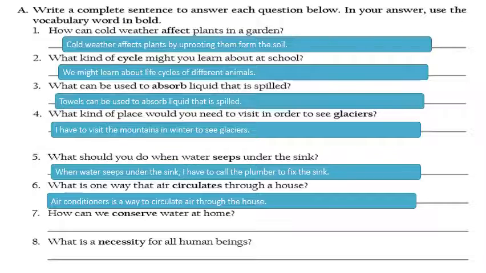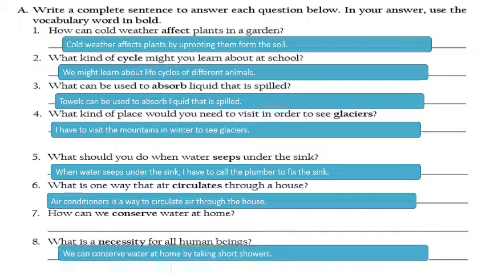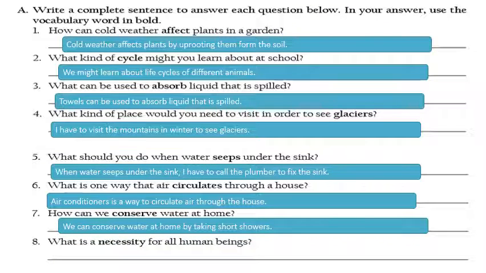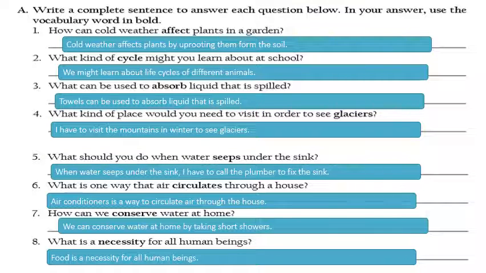7. How can we conserve water at home? How can we conserve water at home? By decreasing the consumption of water, for example. Or we can conserve water at home by taking short showers. Excellent. 8. What is a necessity for all human beings? What is necessary for us? Food is a necessity for all human beings.